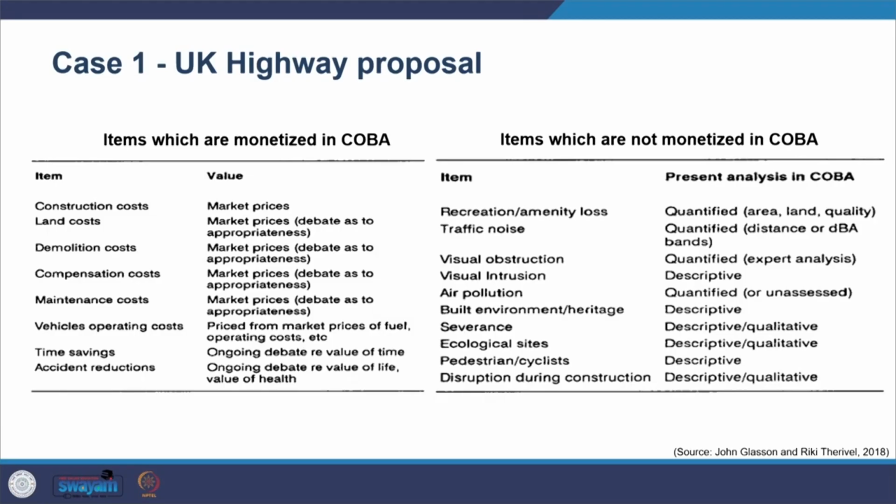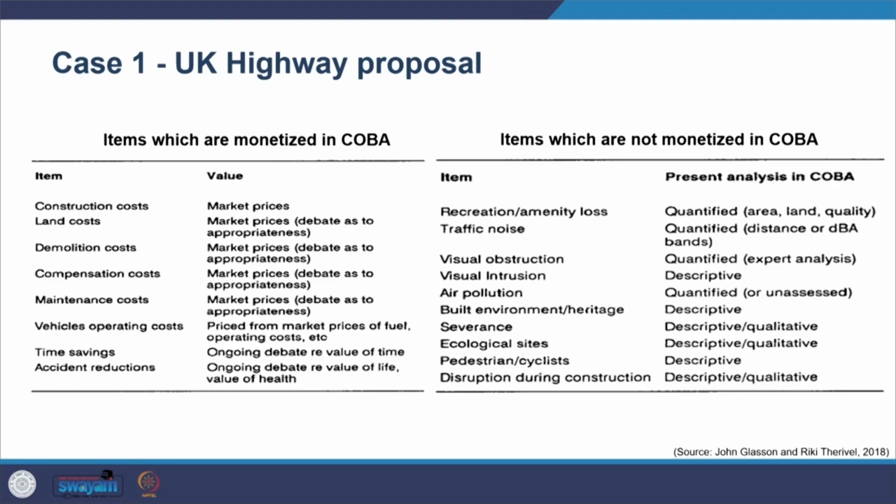Here in one of the case studies, you can see how they have put the value in this cost benefit analysis. You can see the items: construction cost, land cost. On the left hand side you can see all the market prices which are there. So these are marketable costs: demolition cost, compensation, maintenance, vehicle operating cost. And on the right hand side of the table you can see all the items that cannot be monetized. That means you cannot really put a value to that. So you see the recreational amenity loss, like you had a place where you could play but no longer can play in that place, or you are getting an additional place to play.